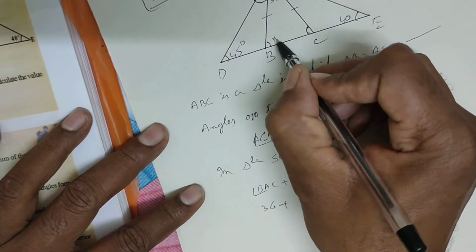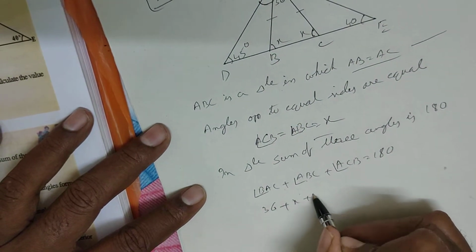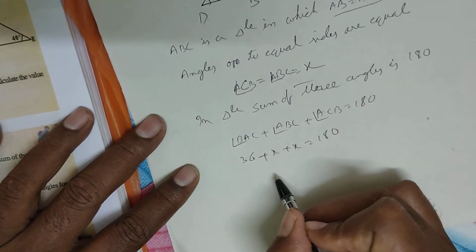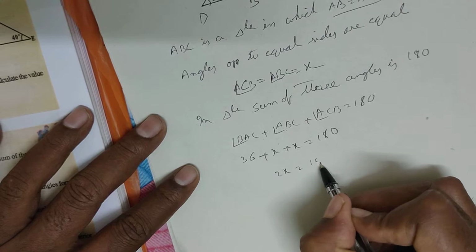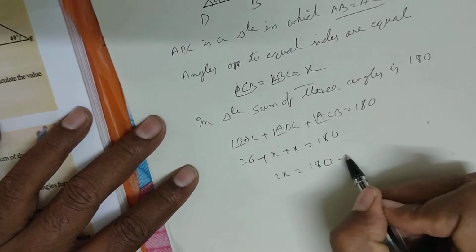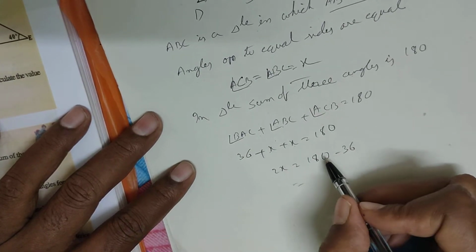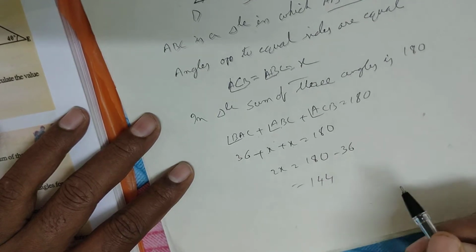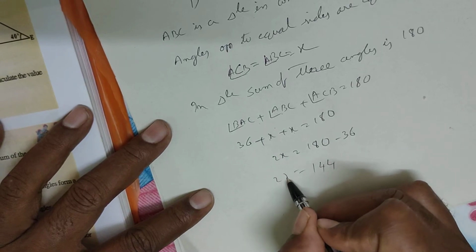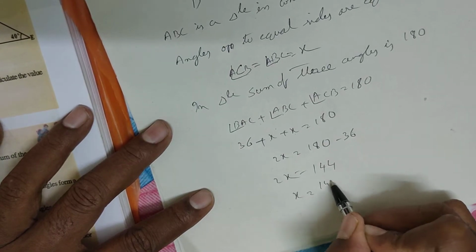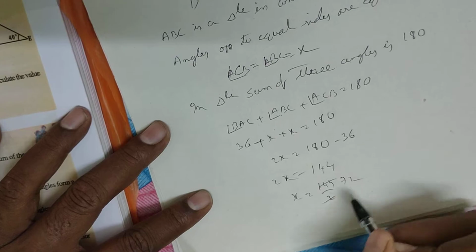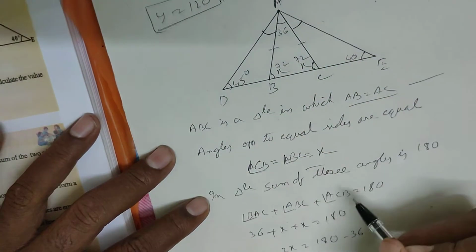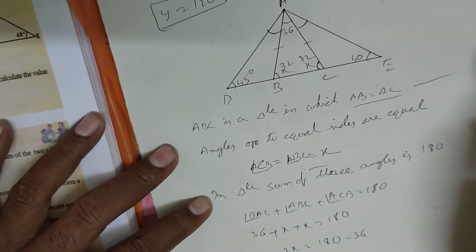These two are X and X here. So 36 plus X plus X is equal to 180. For 1x, if you add another x, it becomes 2x is equal to 180. Bring plus 36 to this side, minus 36. Now 10 minus 6 is 4, 7 minus 3 is 4. 144 you got. 2x is equal to 144 means x is equal to 144 by 2. So you are getting 72. So the x value means this is 72, this is also 72. Two angles you already got.